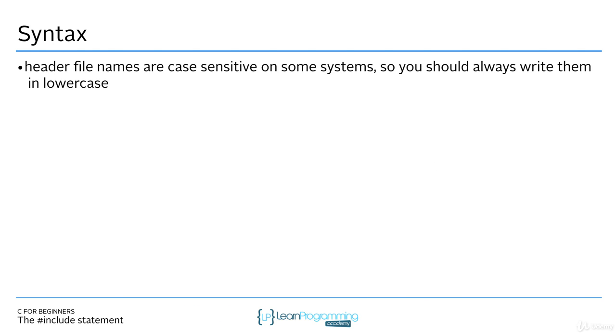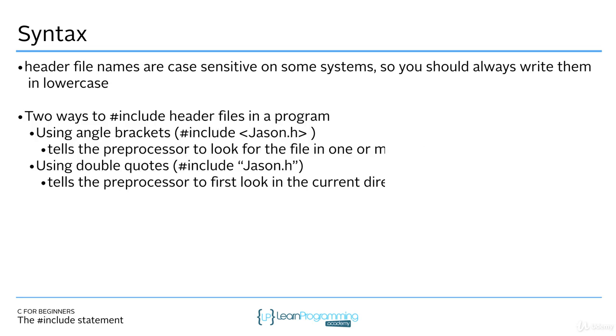As far as the syntax of header files, they are case sensitive. Case sensitivity means uppercase or lowercase matters; it matters whether you do one or the other. So you should always write them in lowercase, because otherwise certain systems may interpret them as different, with a different meaning. There are two ways to include header files in a program. You can use angle brackets, such as #include stdio.h in angle brackets. And what this usually means is it's telling the preprocessor to look for a file in some kind of system directory.